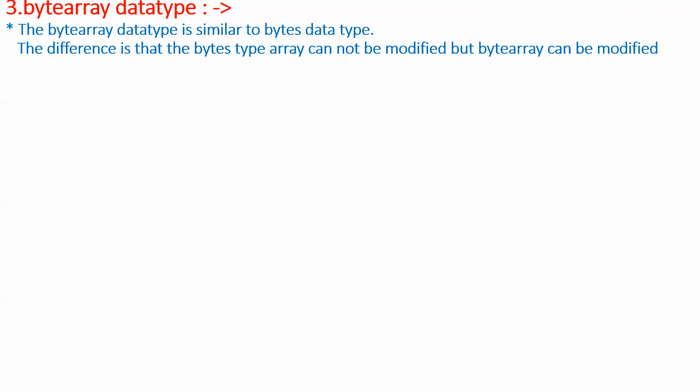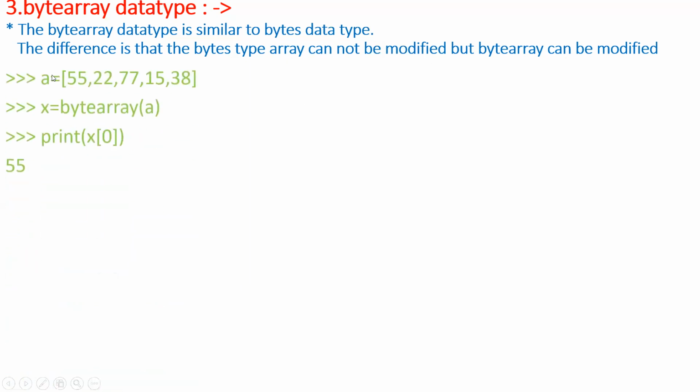It means you can do modification here. All things are the same. In the byte array we can do modification. Yes, only this is the change. Got my point? The byte array data type is similar to the byte data type. The difference is that the bytes type cannot be modified, but the byte array can be modified.